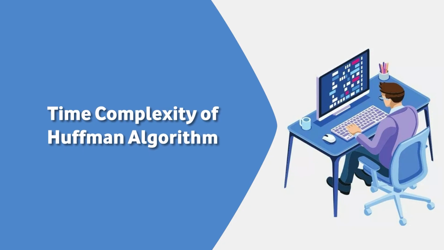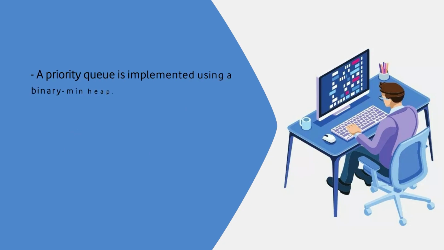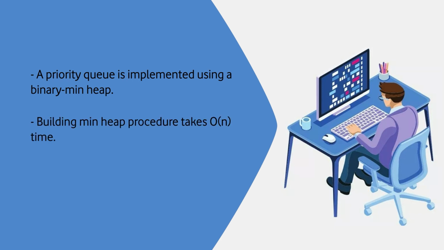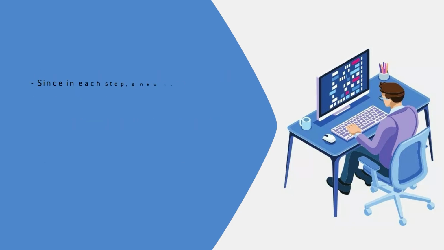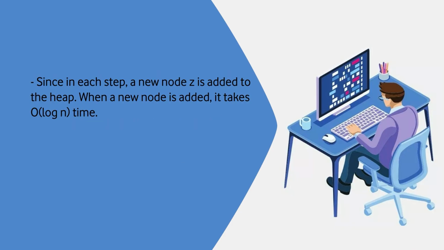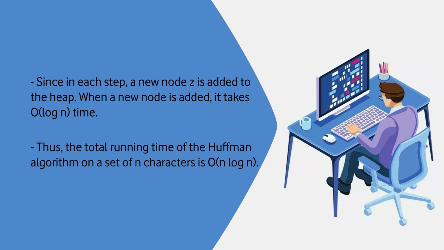So, what is the time complexity of this algorithm? Well, a priority queue is implemented using a binary min heap. Building the min heap takes order n time. The tree is made in exactly n minus 1 steps, since in each step a new node z is added to the heap. When a new node is added, it takes order log n time only. Thus, the total running time of the Huffman algorithm on a set of n characters is just order n log n, and n log n is a good order as far as coding mechanisms are concerned.